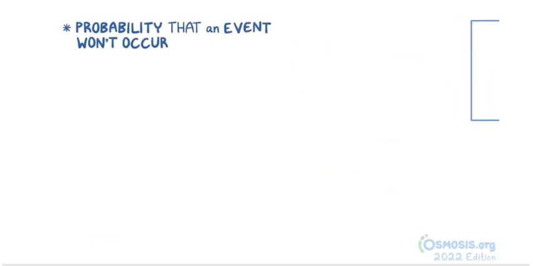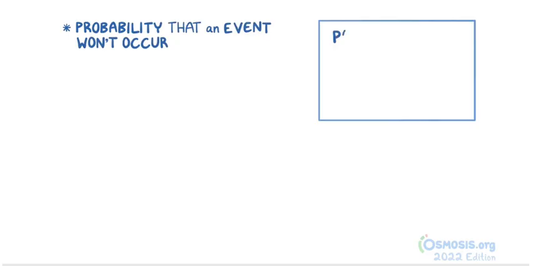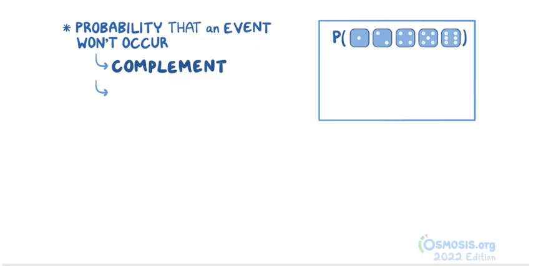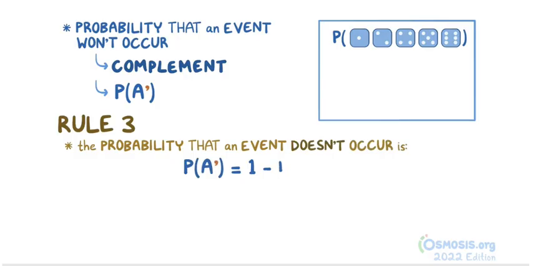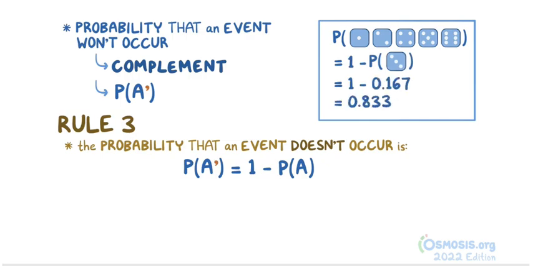Sometimes we might want to find the probability that an event won't happen, like if we wanted to figure out the probability of not rolling a 3. The probability of an event not happening is called the complement, and it's written as the probability of the event except that it has a prime symbol, which is just an apostrophe. The third rule of probability states that the probability that an event doesn't happen is 1 minus the probability that it does happen. So the probability of not rolling a 3 is 1 minus 0.167, or 0.833.